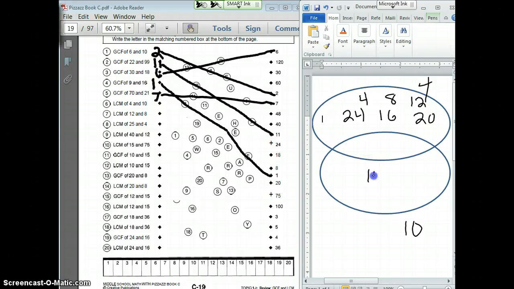10. 10 will be our smallest. 10 times 2 is 20. 10 times 3 is 30. 10 times 4 is 40. 10 times 5 is 50. And 10 times 6 is 60.